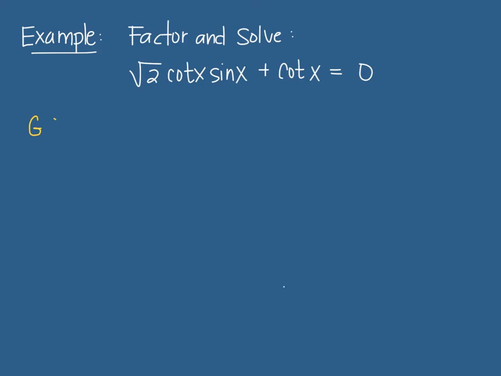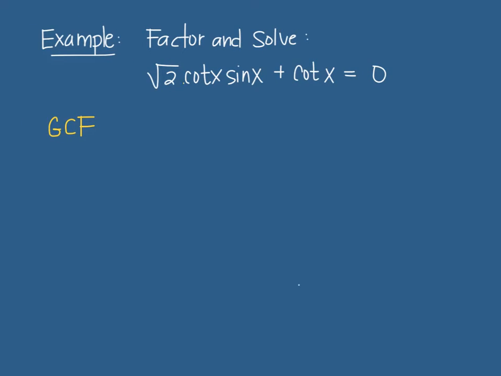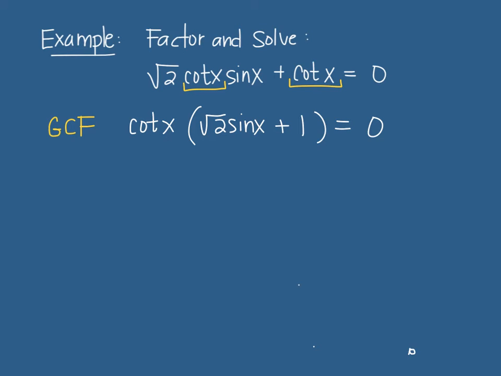So there has to be something in common to pull out, and I notice that this has a cotangent both before the addition sign and after the addition sign. So cotangent will be what I pull out as my GCF. That leaves me with rad 2 sine x plus, now what am I left with after the addition sign? A 1 equals 0. Okay, so we're going to set each of them equal to 0 separately. So cotangent of x is set equal to 0, and rad 2 sine of x plus 1 is set equal to 0 as well.